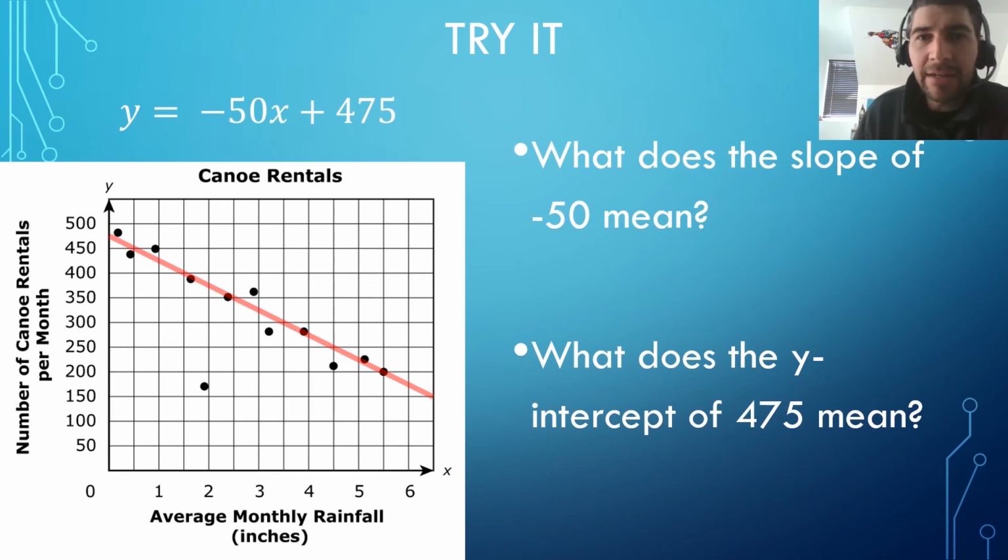Now try one out on your own. For this graph and equation, what does the slope of -50 mean? Think about your units.